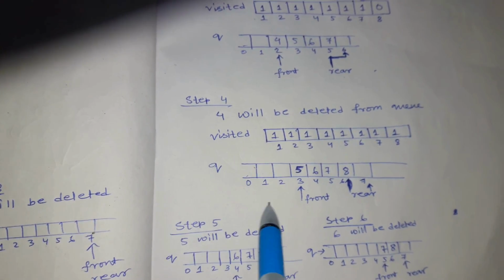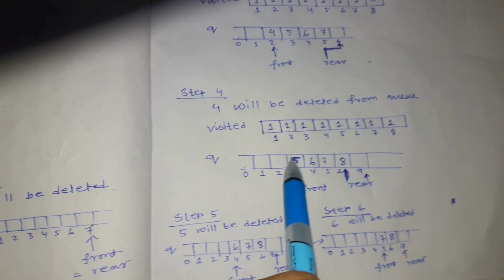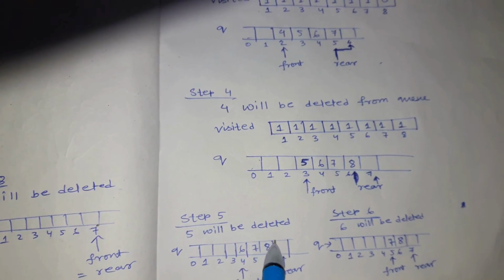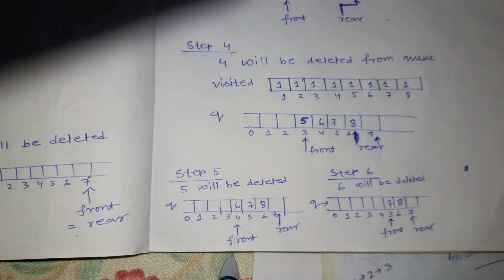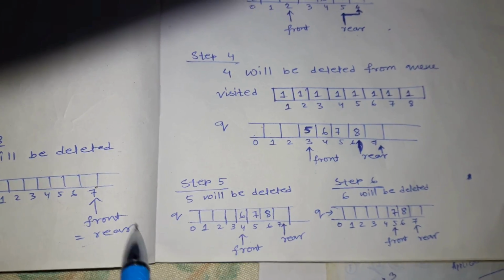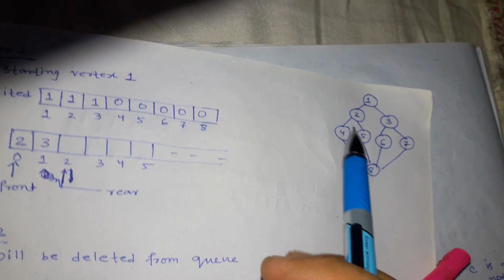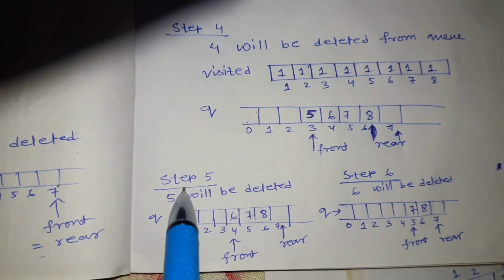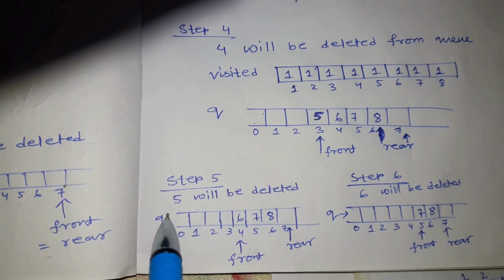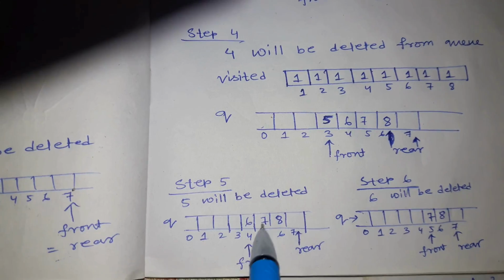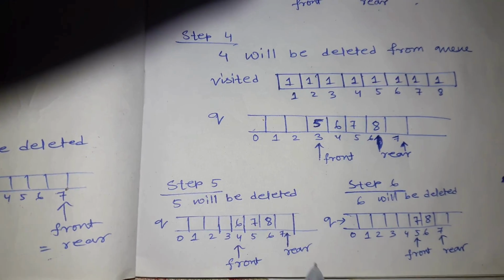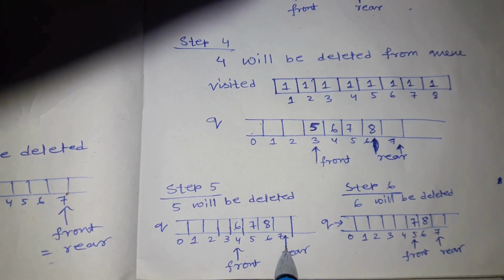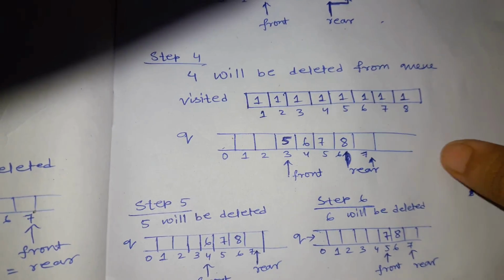From step 4, the front part item, that is 5, will be deleted, and front will be updated to index 4, and we will check the adjacent vertices of 5, that are 2 and 8. Both of them have already been visited, so we need not make them visited again, and we need not push them into the queue again. So rear is still unchanged, and front has already been updated at step 6.